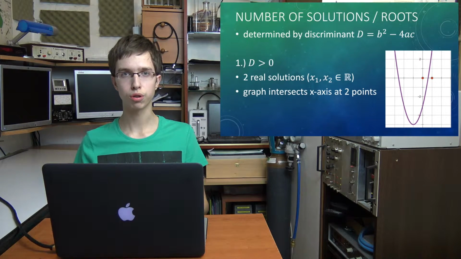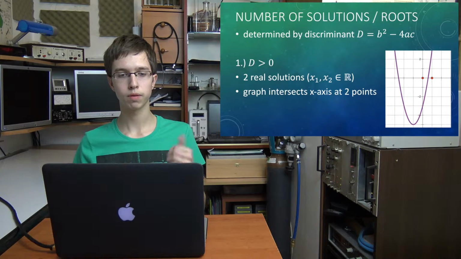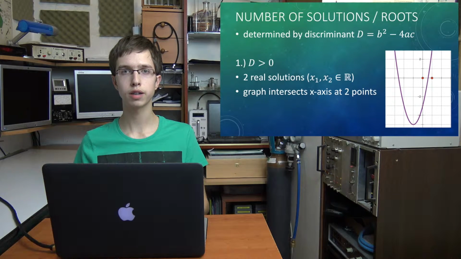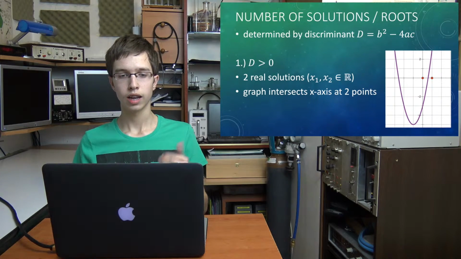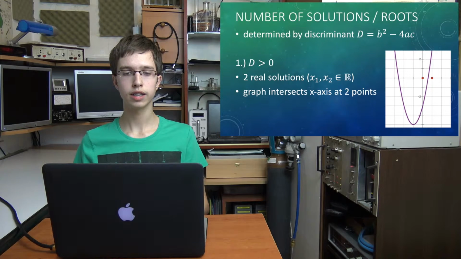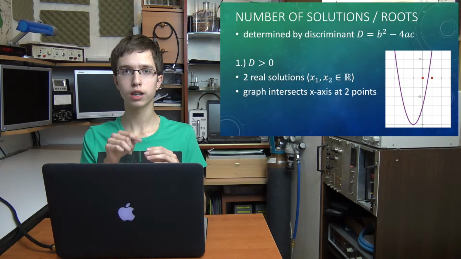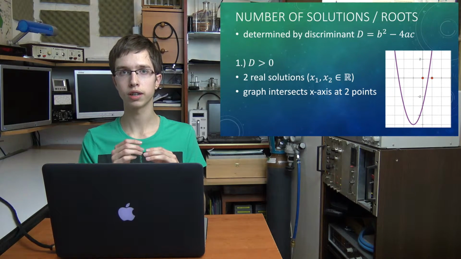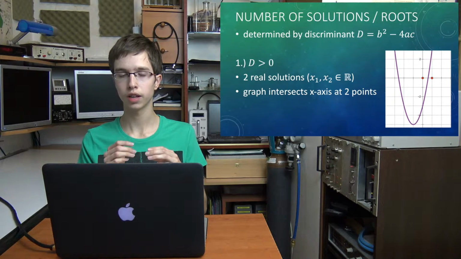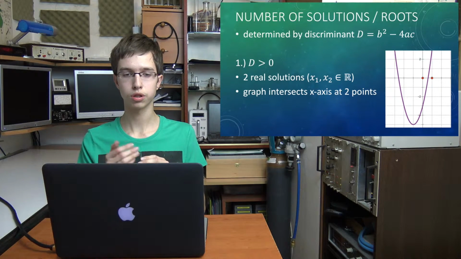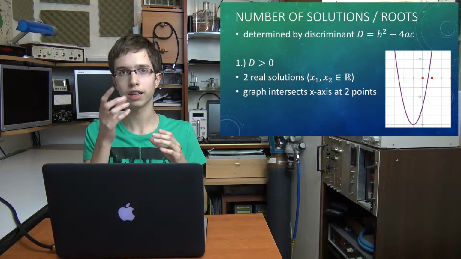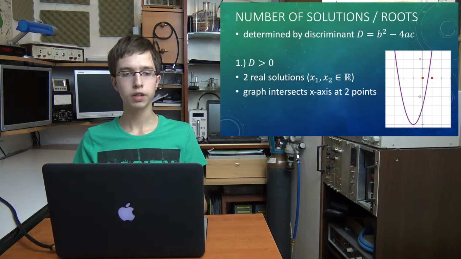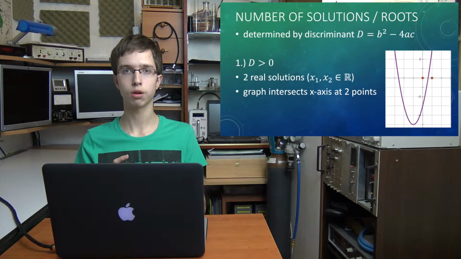Number of solutions, also called roots of quadratic equation, is determined by discriminant, which is marked with big D, and it is b squared minus 4ac. And in the last slide we could see that this discriminant is part of the expression for solving a quadratic equation, under that root. And we have three basic cases of discriminant.